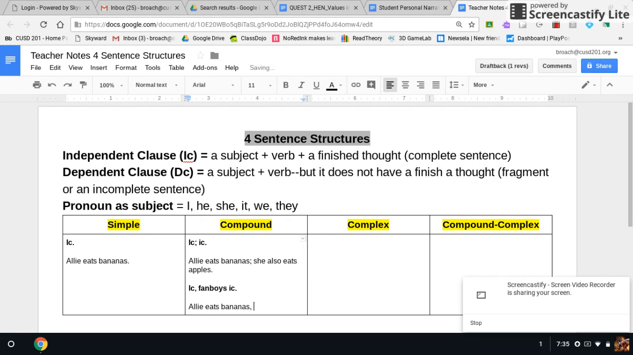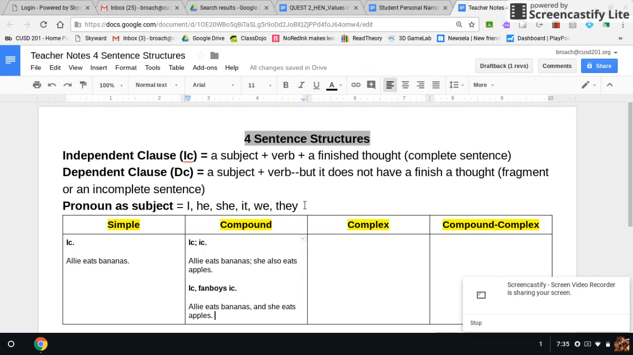So Allie eats bananas, semicolon. And I'm going to use "and" because it makes the most sense here. So "and" is a fanboy. I'm going to get into that in a second. So Allie eats bananas, comma, and she eats apples, period. There you go. Okay, so another note at the top that you need to know.